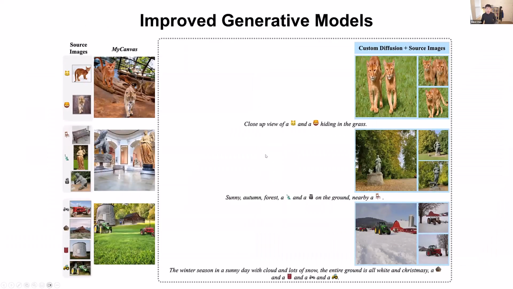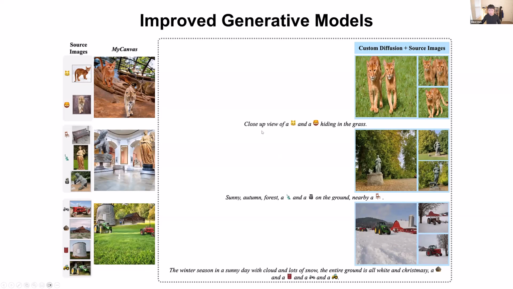Once you have these data sets, you can use these generated data sets, with an emphasis on composition and precise captions, to fine-tune our generative model to even further improve its ability. But before that, let's look at the baselines.